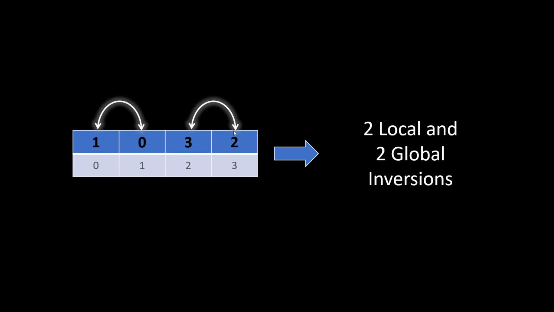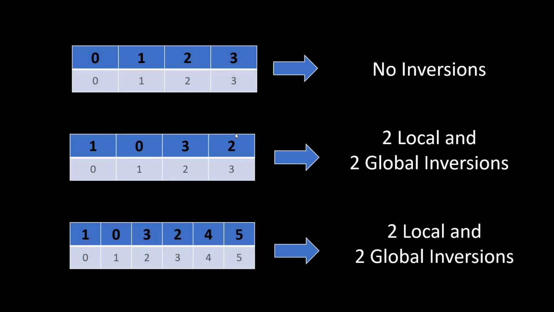and 2 global inversions, because 1 is greater than 0 and 3 is greater than 2. Neither is this 1 greater than any of the others, nor is this 3 greater than any other, because there is nothing left. So over here also the local and global inversions are equal, so the answer is true. So you can have these 3 cases: ascending order with no inversions, a swap of these numbers with equal local and global inversions, or a mix of both. So let's find out where my 0 can be placed.